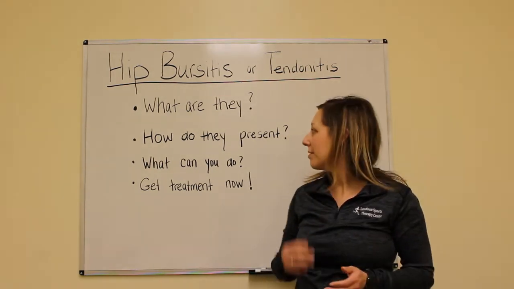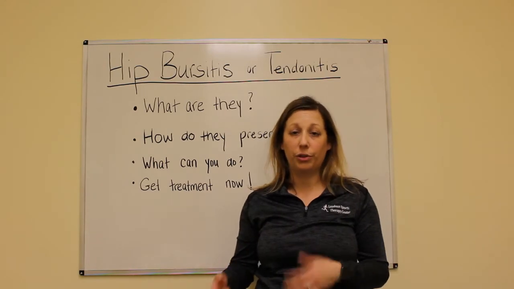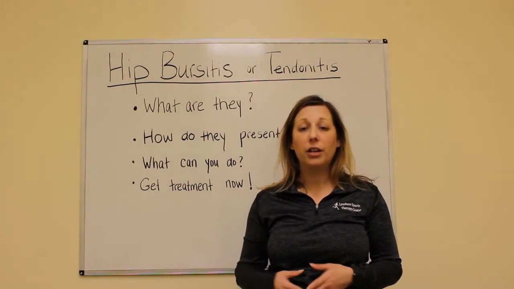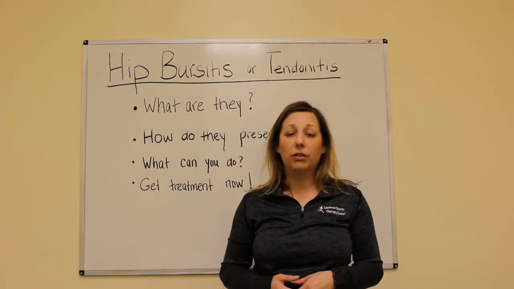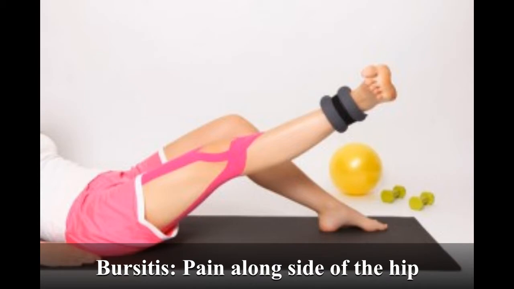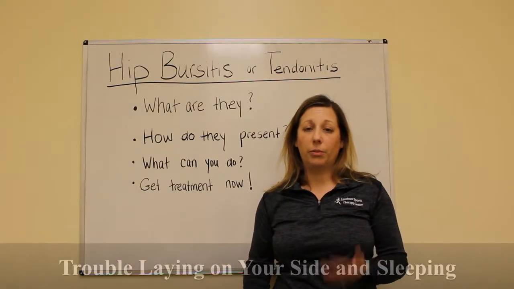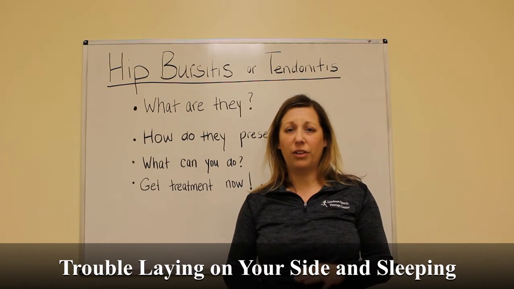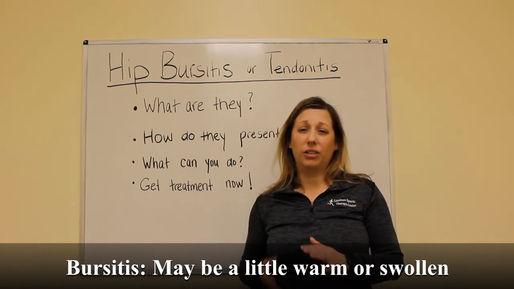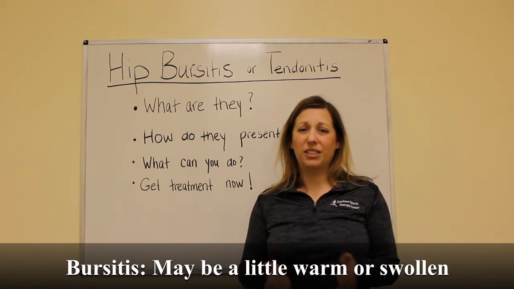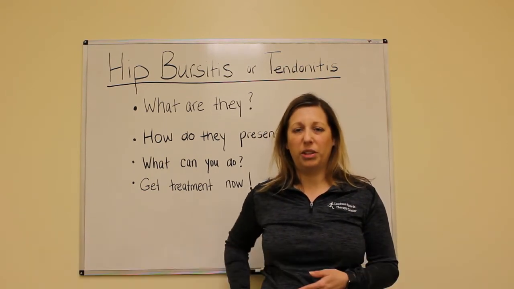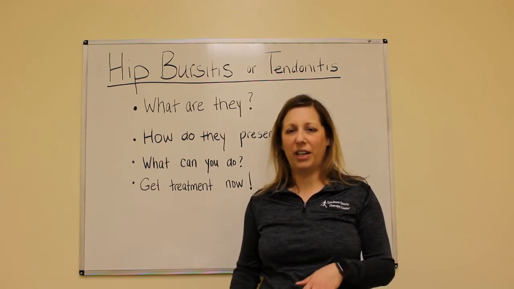So what exactly is the difference between the two and how do they present? You can get an idea of why one may be more what you're dealing with versus the other. With a bursitis, generally speaking, a lot of the pain will be along the side of the hip, and occasionally it can radiate down a little bit. Very commonly, someone will have trouble laying on their side at night and have a lot of trouble sleeping because it's too uncomfortable to lay on that side. The other thing is it may be a little bit warm and swollen because it is a fluid-filled sac. So you may notice not just tenderness there, but also a little bit of warmth compared to other regions of the skin around that area.